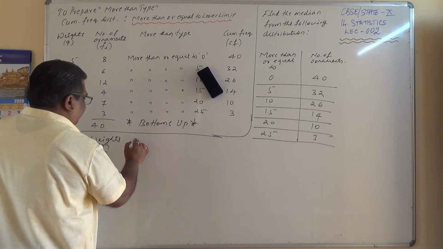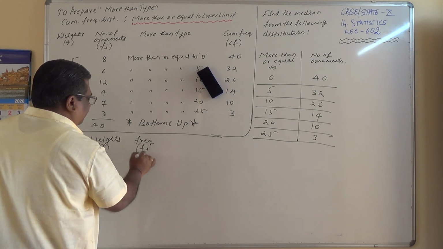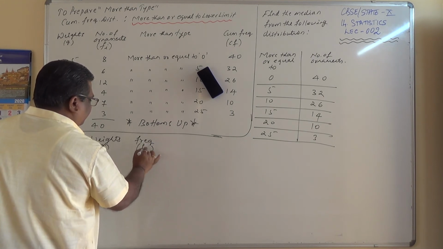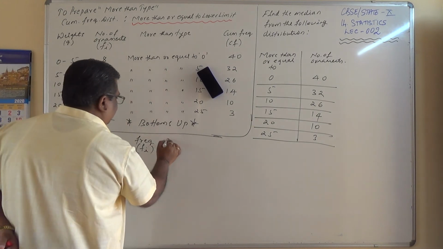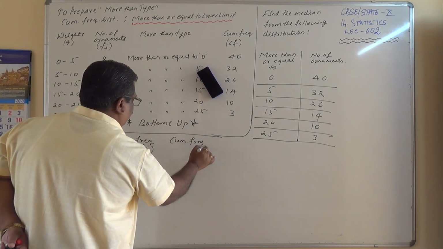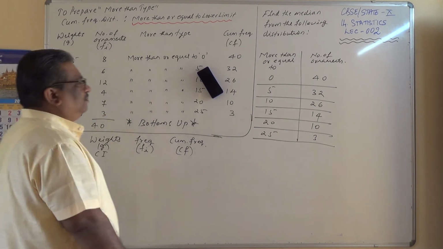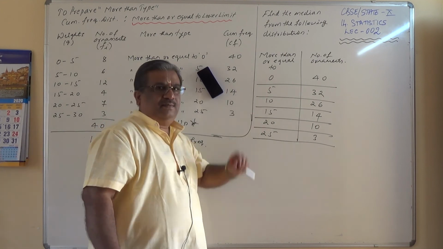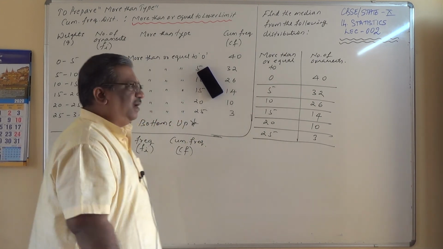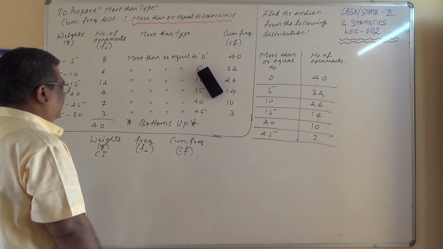Next comes frequency, which is Fi. Fi is the subscript, and then comes cumulative frequency, which is Cf. Now take the difference of this, that is the class size. Okay, class size is 5 or class width is 5.